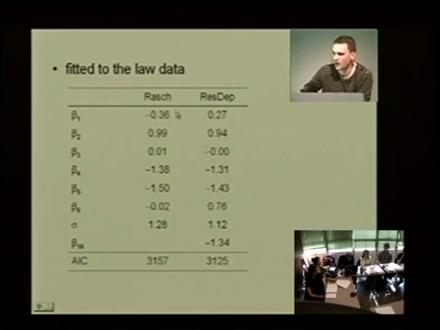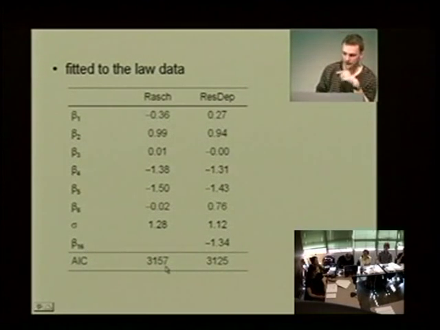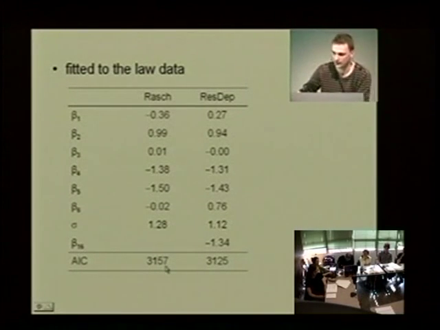And then you can see how the estimates of beta 1 and beta 6 change in comparison with the Rasch model. Also, you see that the AIC is going down for the residual dependency model compared to the Rasch model, meaning that there is indeed residual dependency between items 1 and 6 that has been modeled now.